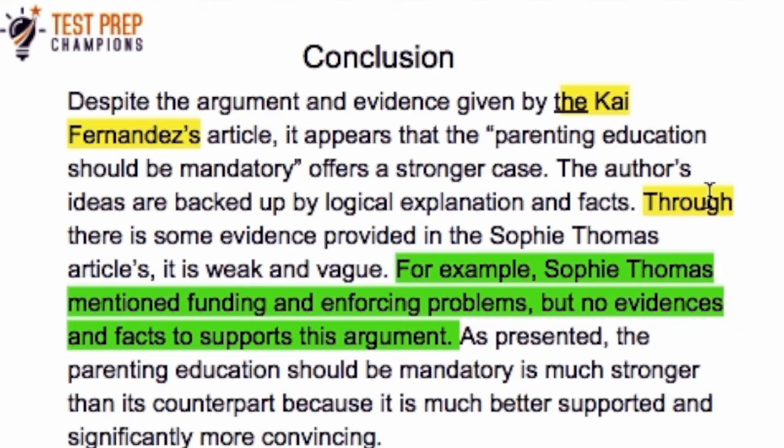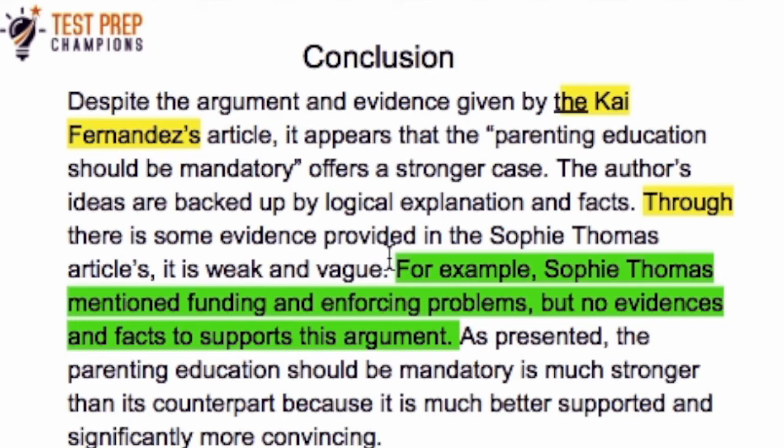But I'm just telling you here what the person did here when they say, so Sophie Thomas mentioned funding and enforcing problems, but no evidences and facts to support this argument. This is something that they didn't mention in the piece, and then they just put that into the conclusion. So as a general rule of thumb, when you write your conclusion, try not to introduce anything new. The conclusion should basically mirror, it's like the polar opposite of your introduction, or not even the polar opposite. It's just like restating your introduction, really. You don't want to mention something new in your conclusion that you didn't discuss previously.